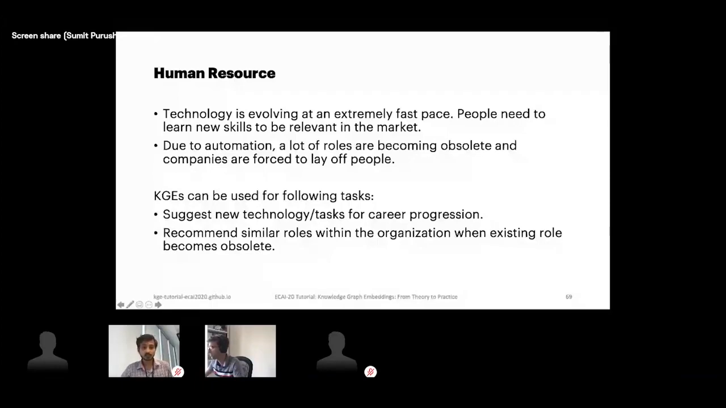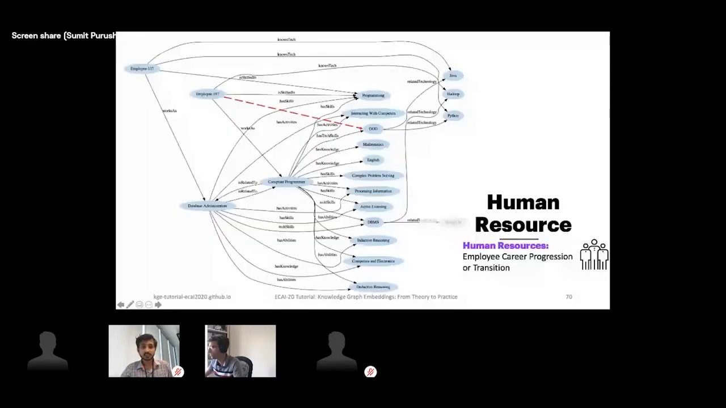So for example, let's say you have an employee skills graph like this. So, for example, an employee knows some skills, an employee works on some activities, and for a role, these are the activities that are usually done. So if you have a graph like this, you can say, as an employee, I want to progress further in my career. So I'm good in programming, I'm skilled in Hadoop and so on, but say I want to progress further in my career. The knowledge graph embedding model can learn from the interactions here and suggest to this employee that you need to know more about the OOD concepts to progress further. So this is something that the knowledge graph embeddings can be used for.